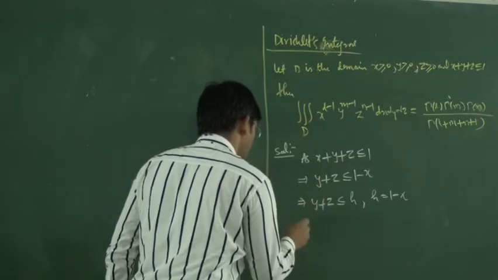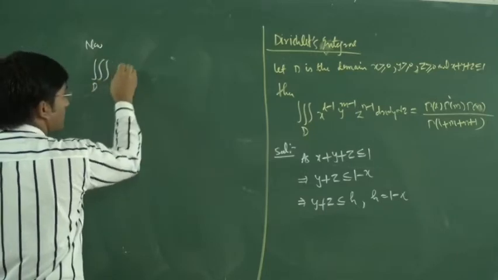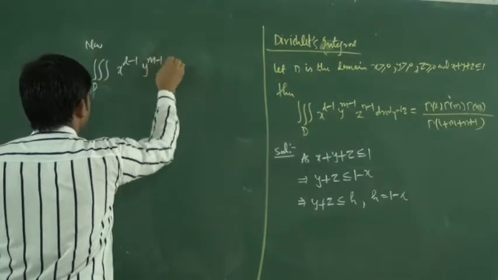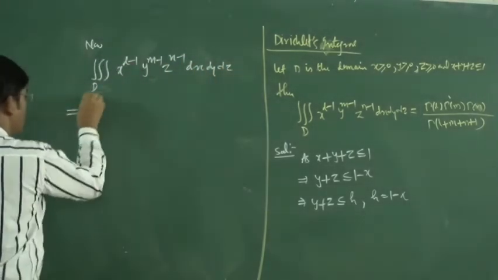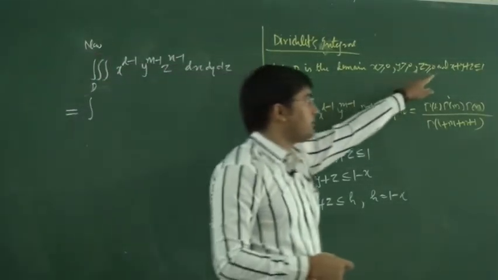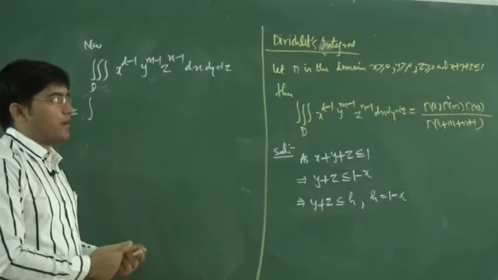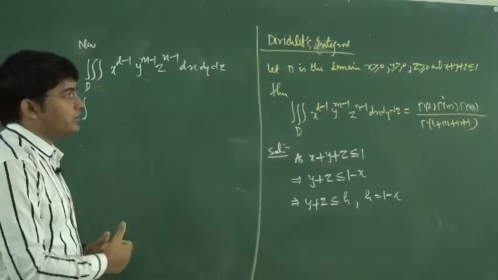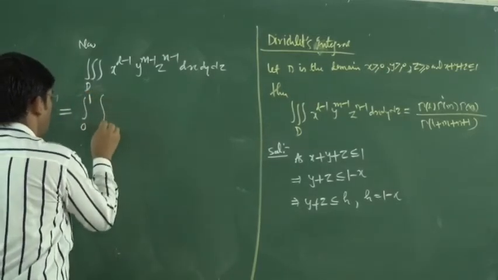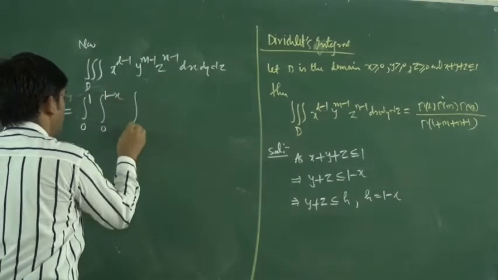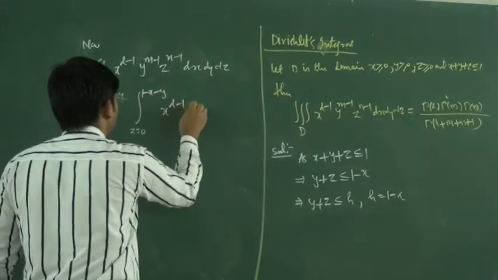Now this triple integral can be written as follows. Let us put the limits: as we have x plus y plus z less than or equal to 1, the limits of x will be from 0 to 1, limits of y will be from 0 to 1 minus x, and limit of z will be from 0 to 1 minus x minus y.